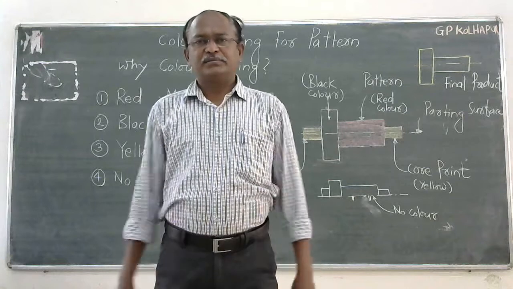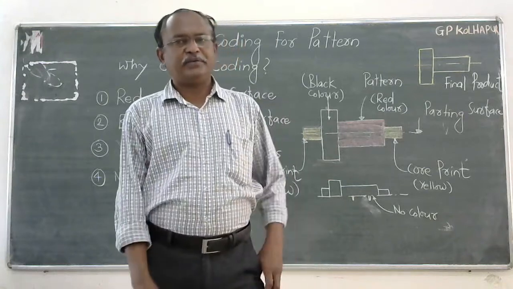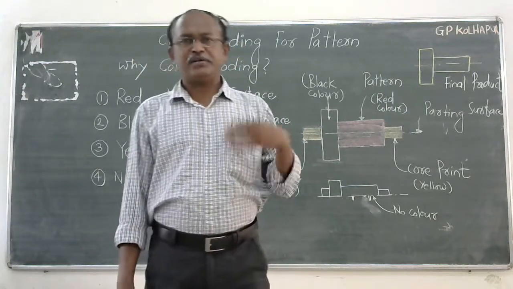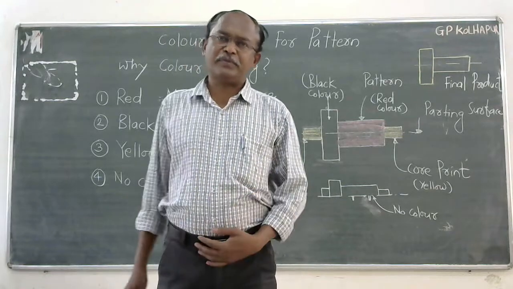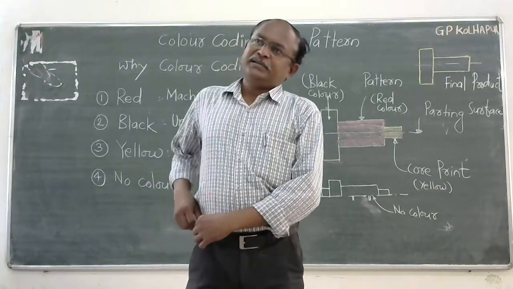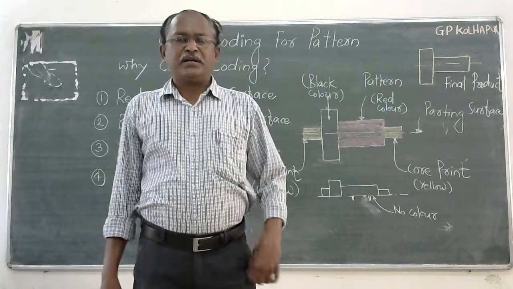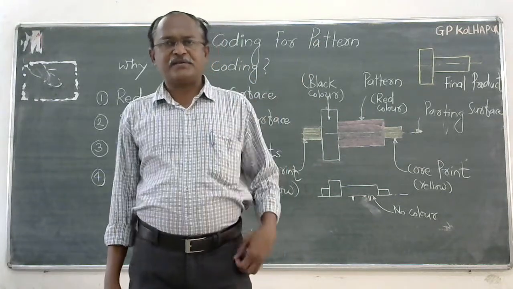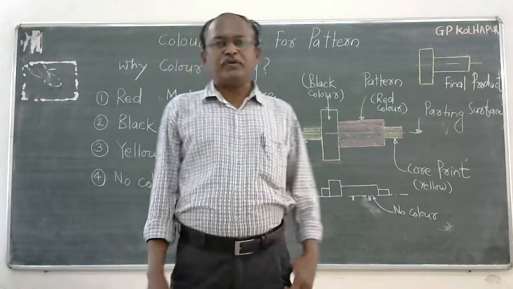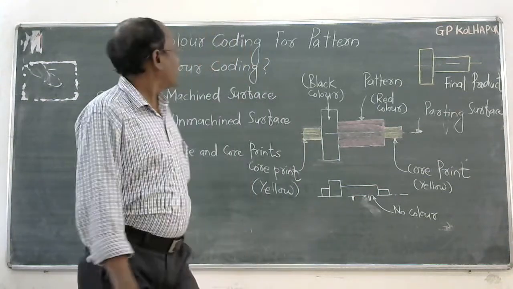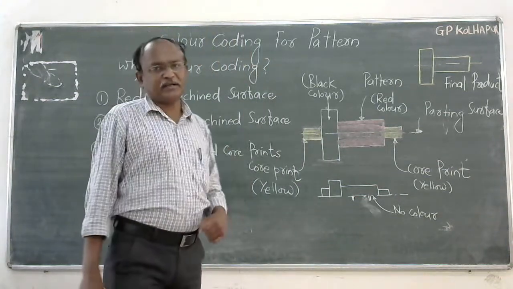We had studied different types of patterns, different types of materials used for pattern making, and we have also seen the different types of pattern allowances in the last lecture. In today's lecture, we are going to discuss the color coding for pattern.